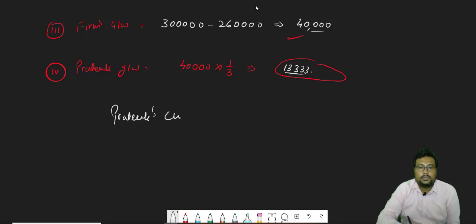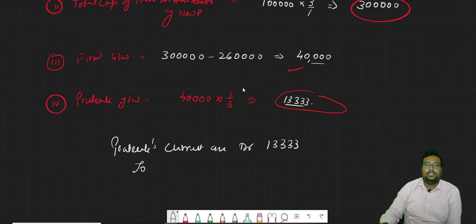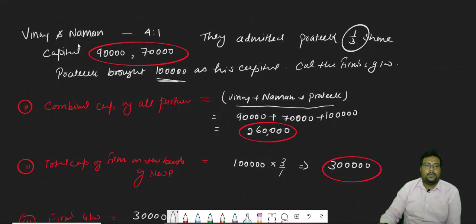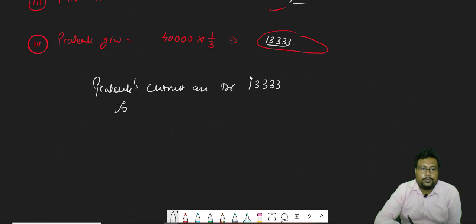Prateek's current account debit 13,333 to the sacrificing partners. You can see in this particular question it is the ratio of case number 1, because only two pieces of information are present. In case number 1, the old ratio is always the sacrificing ratio. So you will find out the two partners.